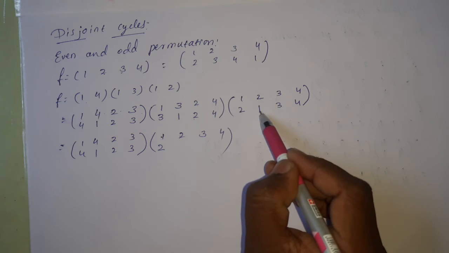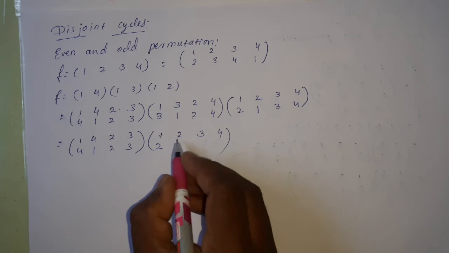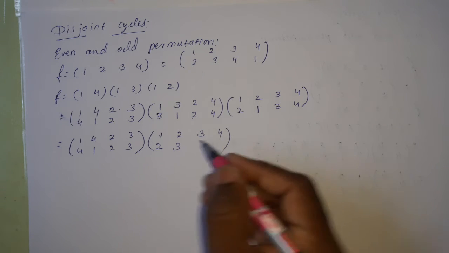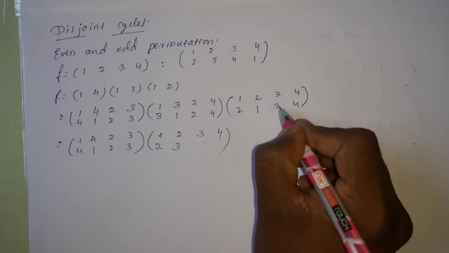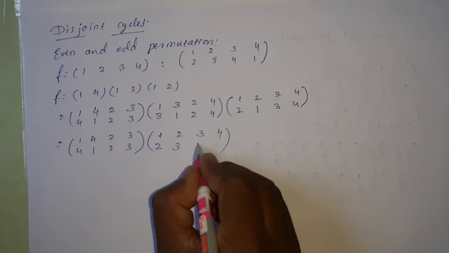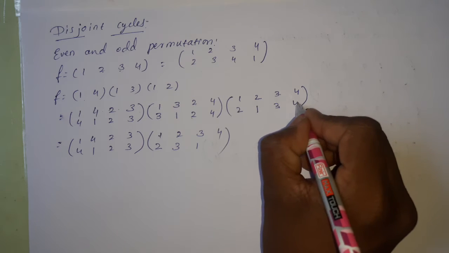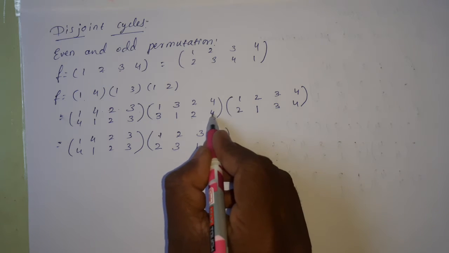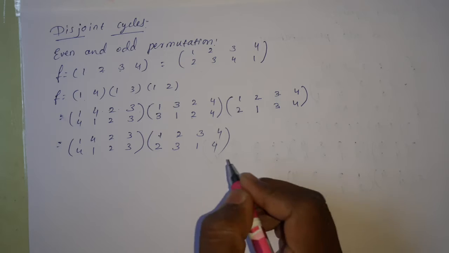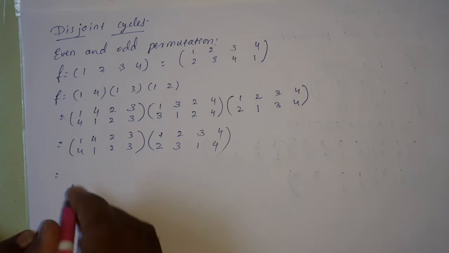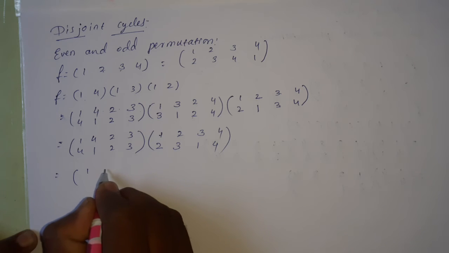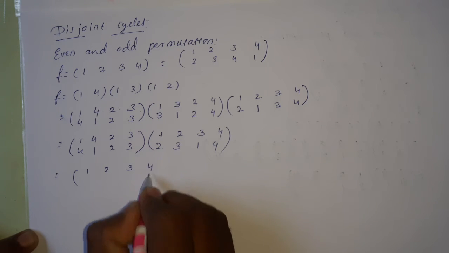Image of 2 is 1 and here image of 1 is 3. Next, 3. Image of 3 is 3, and what is the image of this 3 in the first permutation? That is 1. And image of 4 is 4, and again here also image of 4 is 4. So therefore it is 4. Now multiply these two.